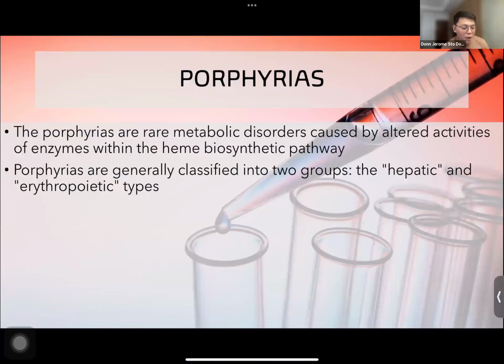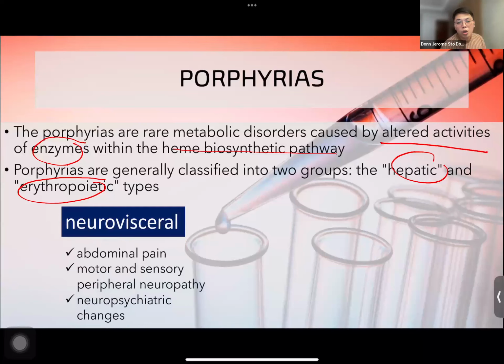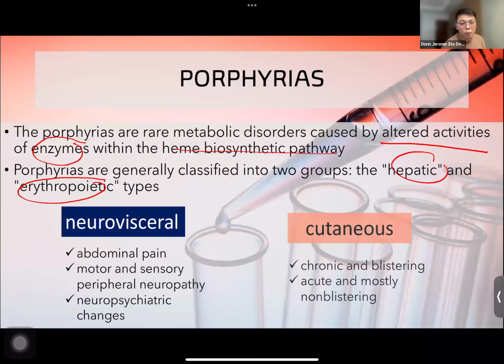So, ano ba yung porphyrias? So, these are rare metabolic disorders caused by altered activities in any of the enzyme of your heme synthetic pathway. And we can categorize it into two based on the organ it primarily affects. It can be hepatic or erythropoietic. Okay? Sa liver or sa RBC. And there are two symptoms, no, or two clinical manifestation that you can observe in porphyrias.